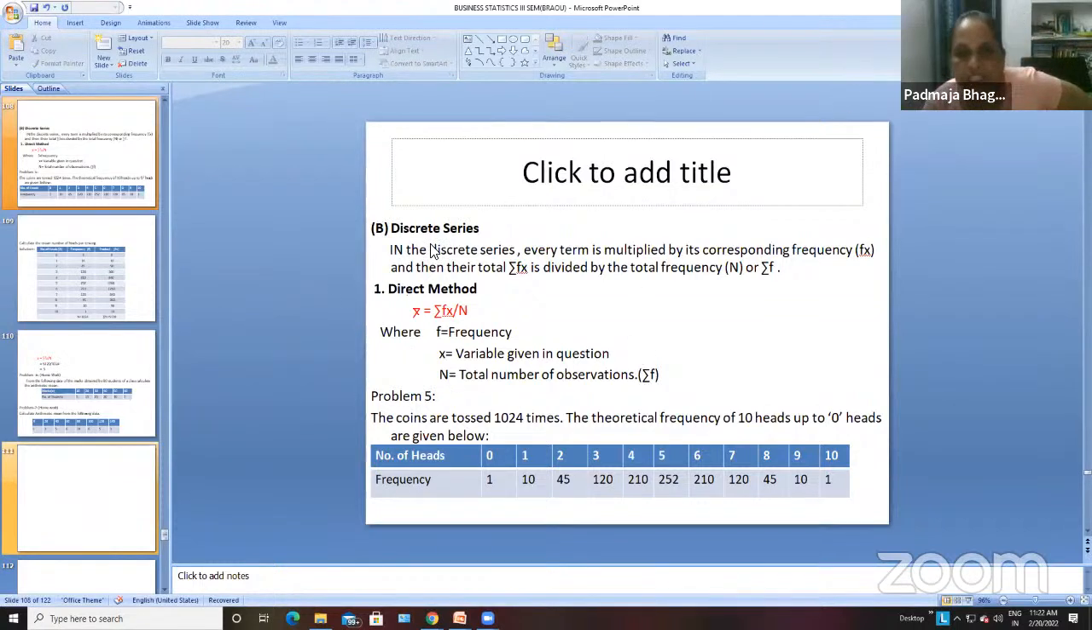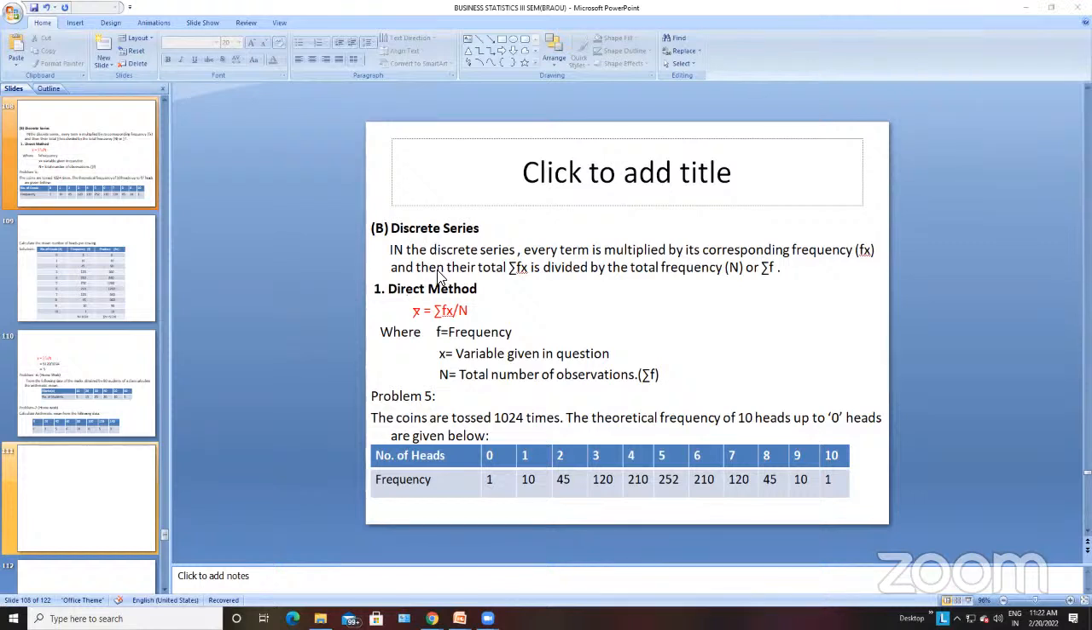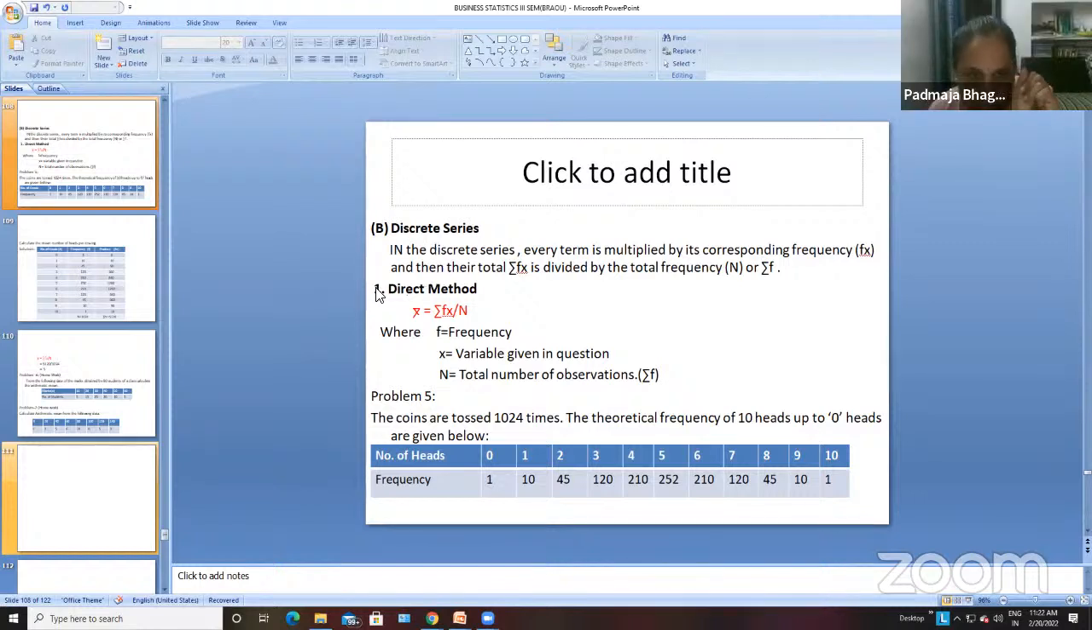Next method, after individual series, is the discrete series. In the discrete series, every term is multiplied by its corresponding frequency. So here, whatever the corresponding frequency is, we multiply and take fx. And then their total, sigma fx, is divided by the total frequency.